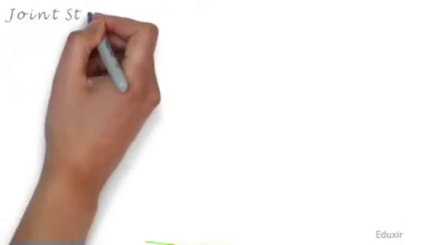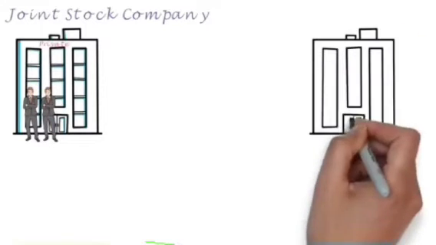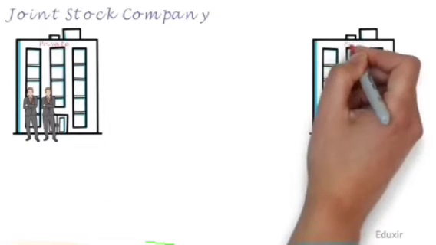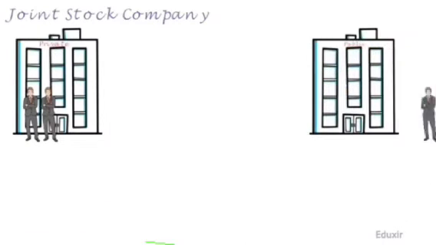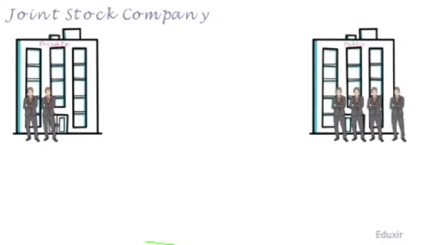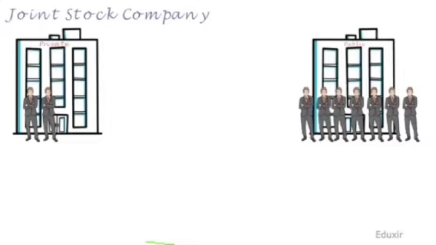Moving forward, I will explain the features of a private limited liability company and a public limited liability company, which is also known as a joint stock company. First, ownership. The private limited liability company is owned by a minimum of 2 shareholders and a maximum of 50, while a public limited company is owned by a minimum of 7 shareholders with no maximum number.